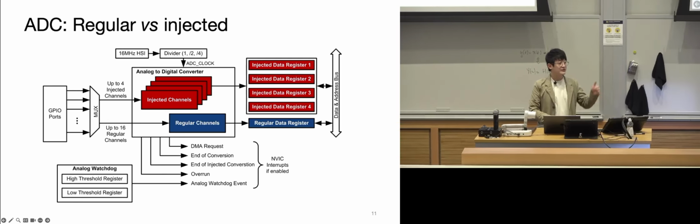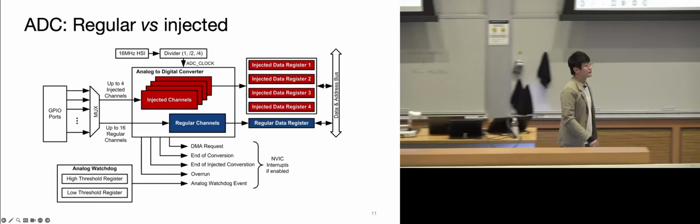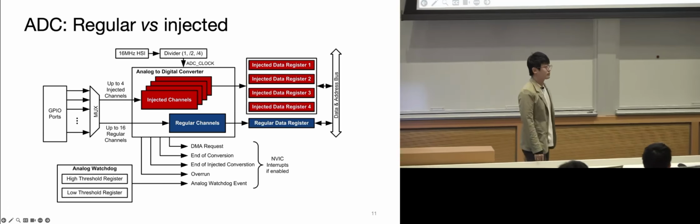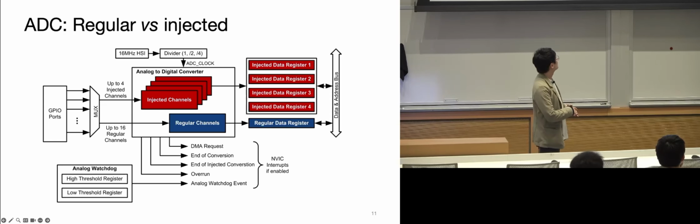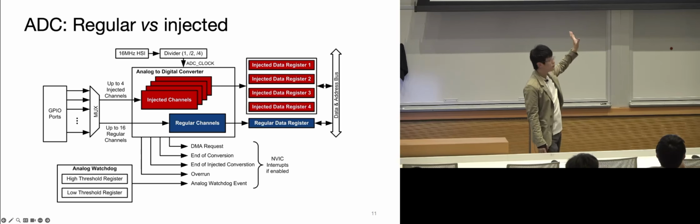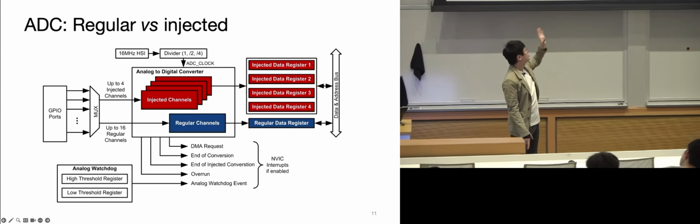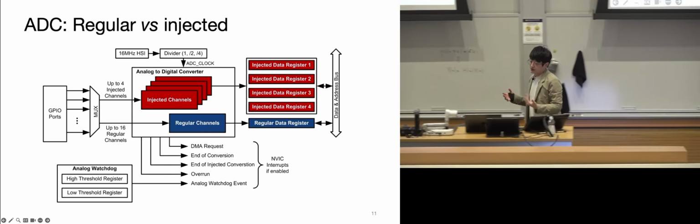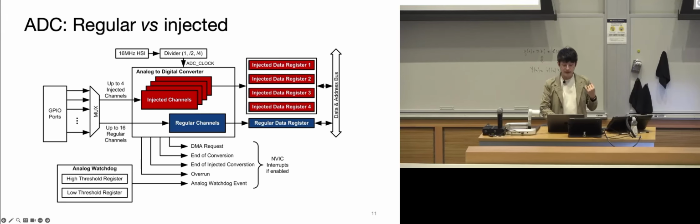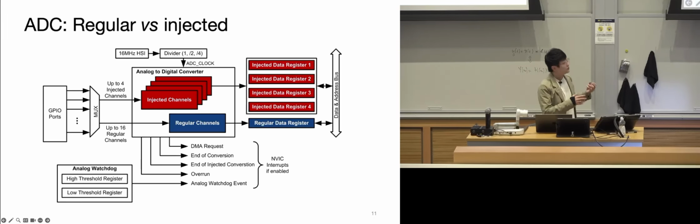Yep. I just wanted to clarify. So the regular channels are what we typically use for reading data into the ADC, and the injected channels have a higher priority. Yes, this is still under ADC. So the normal read goes to the regular channel, and the injected channel is the one you set, so it will have a higher priority. It's quite common.